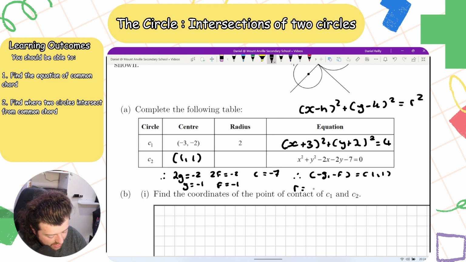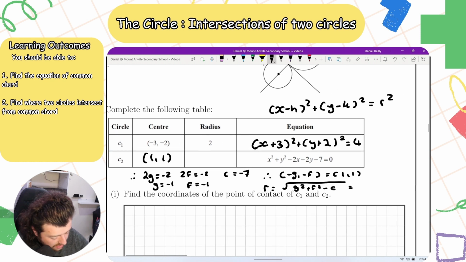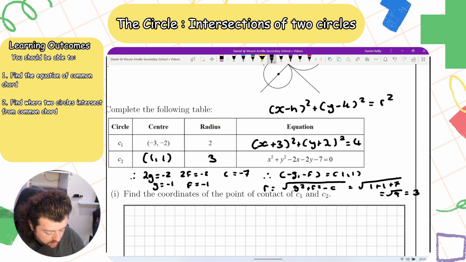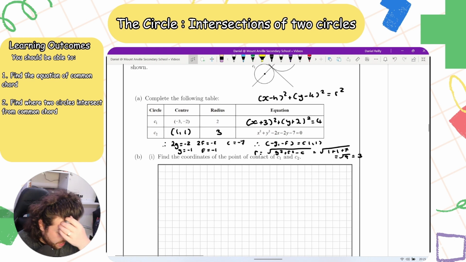And then my radius is equal to the square root of g squared plus f squared minus c, which is 1 squared plus 1 squared plus 7. It's going to be root 9, which is 3. Bada boom, bada bing. Right.